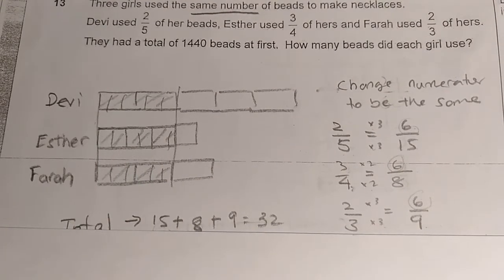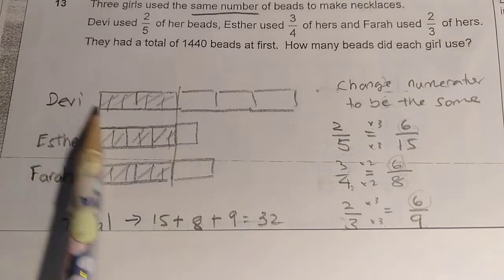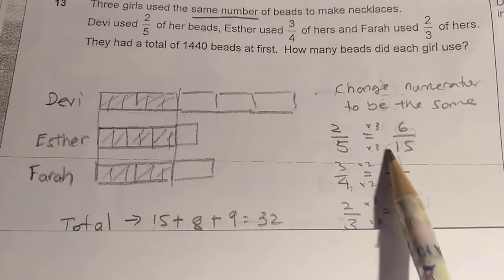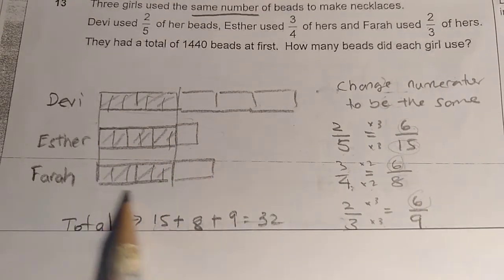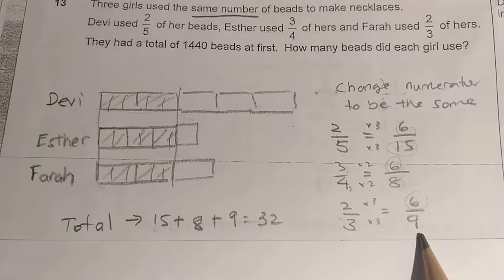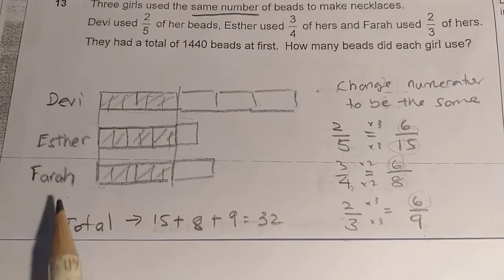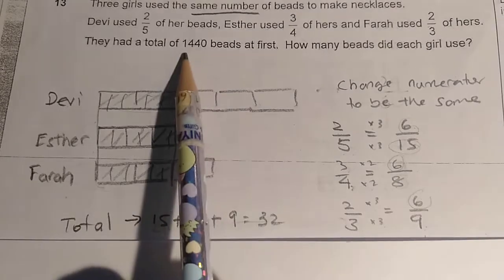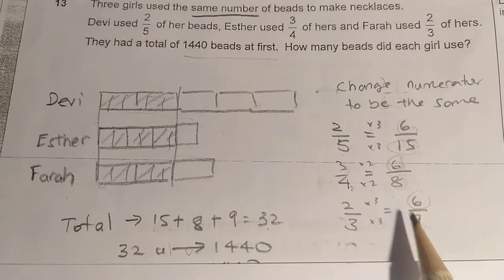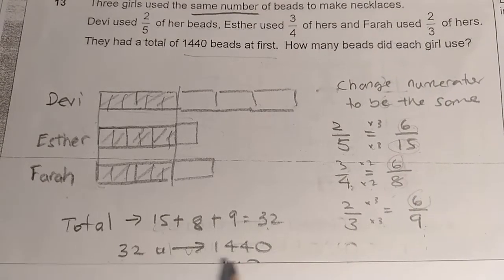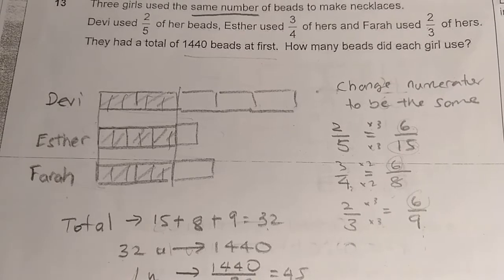Now what's the purpose of doing this? Now I know that the total number of equal parts here will be 15. The total number of equal parts here is 8. The total number of equal parts here will be 9. So the total number of parts across Davy, Esther, and Farah's that represent all their beads at first would be 32. 15 plus 8 plus 9. And that is equivalent to 1,440. I found out that 1 unit is 45.